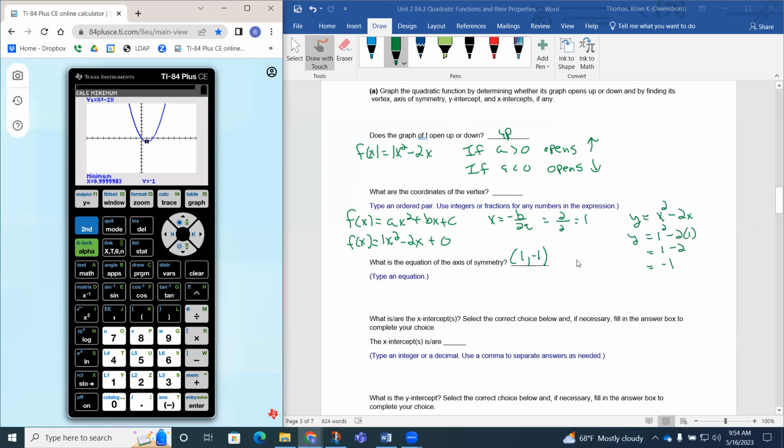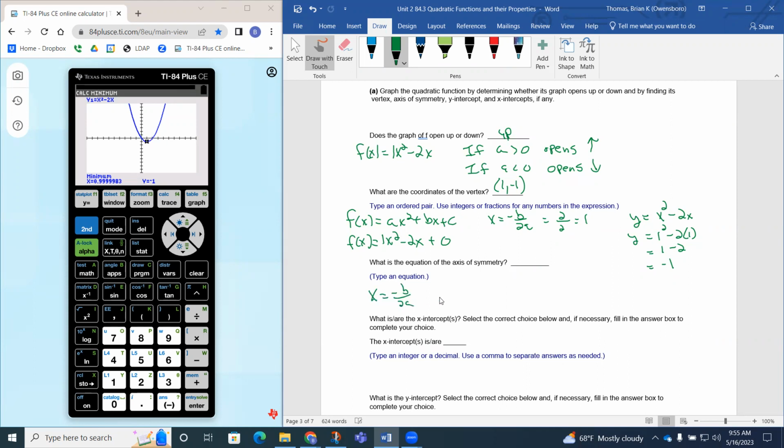So I think I put that in the wrong spot though. Oops. So that's what my axis of symmetry is. My vertex goes up here, (1, negative 1). So make sure you have this formula down. To find the x-coordinate of the vertex, we can use this formula, x equals negative b over 2a. Now, to find the axis of symmetry, it's going to be the same thing as the x-coordinate of the vertex, so the same formula, x equals negative b over 2a.